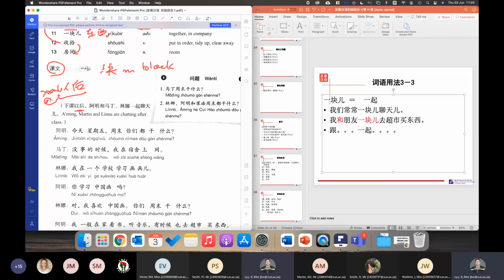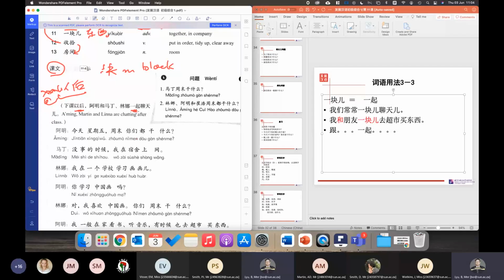阿明 is one person, Martin the second, Lina, so we have three people together. 一起 is the same as 一块儿, meaning together. 聊天 is to chat, literally chat the sky, talk about nonsense, nothing important. What are they talking about? They're talking about their weekend plans. What do you do on the weekend, right?